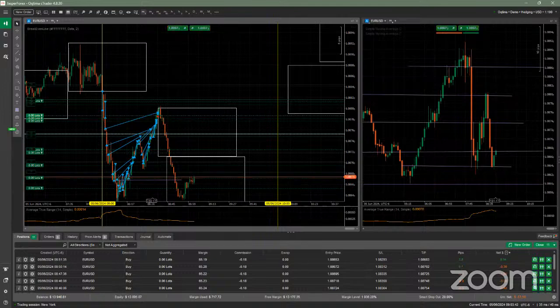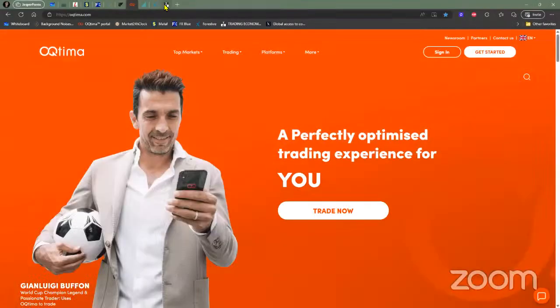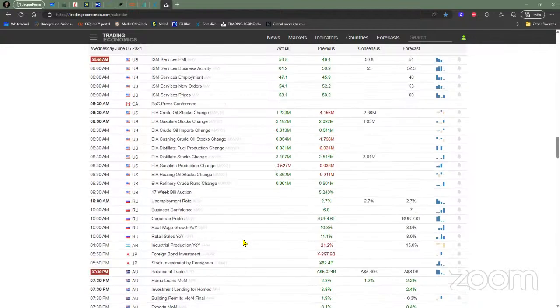Let's double check the calendar real quick. I'm curious to see what we got. We've got a bill auction in 25 minutes. And then we're clear for today. Bill auction. Oh, that's why.